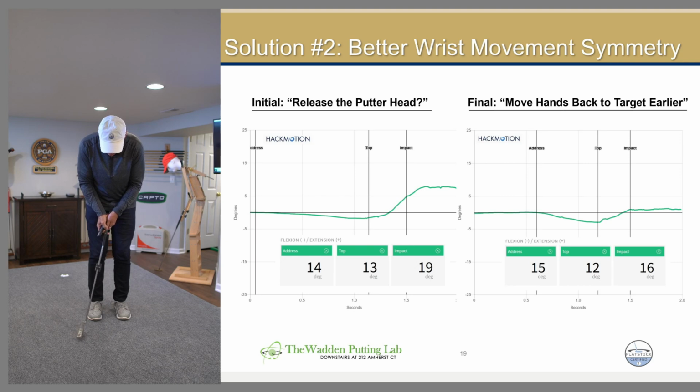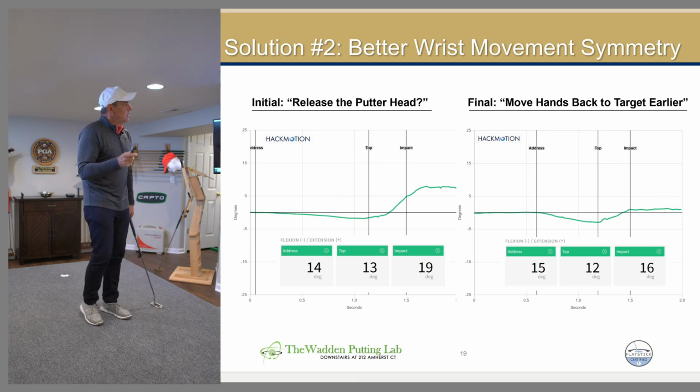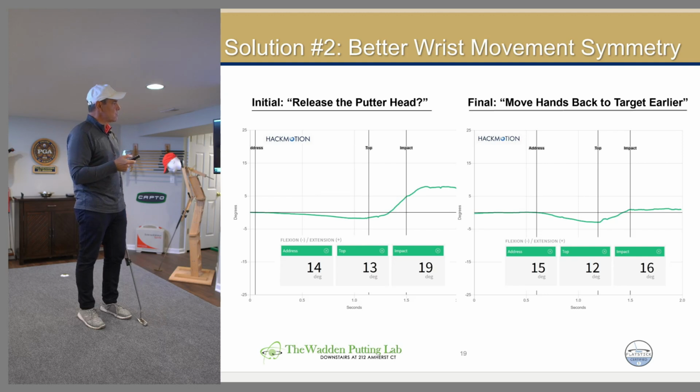But when I asked him to just transition back to the putter sooner, it doesn't have to be with the hands. It can really be with the shoulders, up here. You just reverse the rotation earlier. He got much better symmetry in his wrist movement.